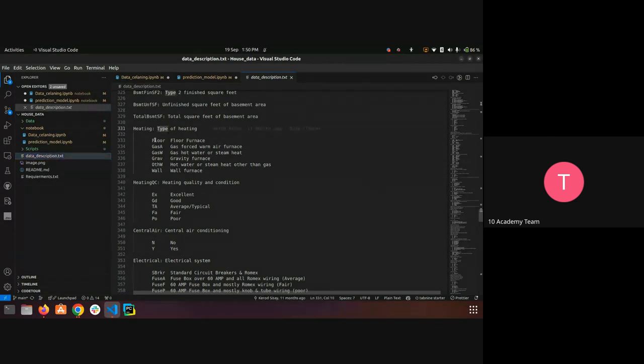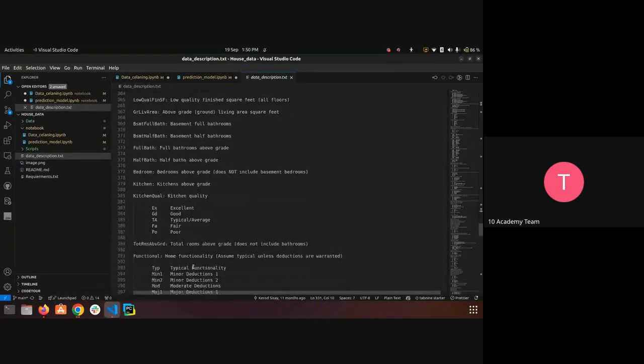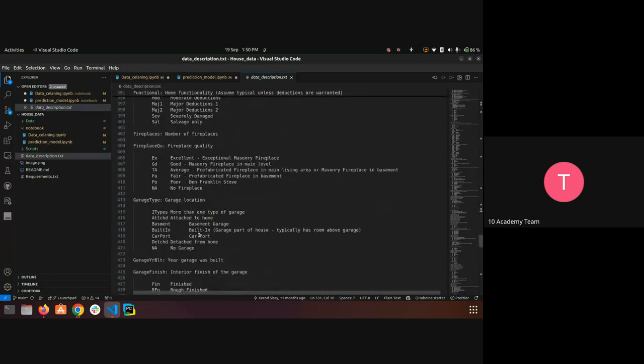Here, heating: is it floor furnace, gas forced air, gas hot water, and so on, and central air: does it have it or not, electrical, and so on, right? So this is the data that we are going to be working on.